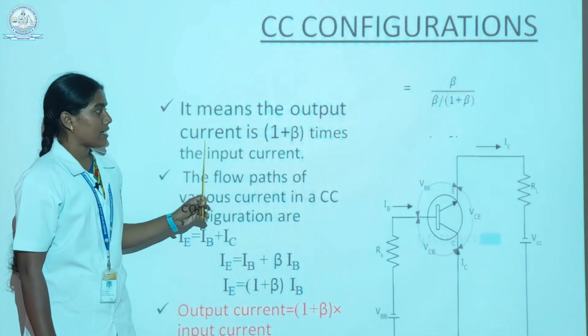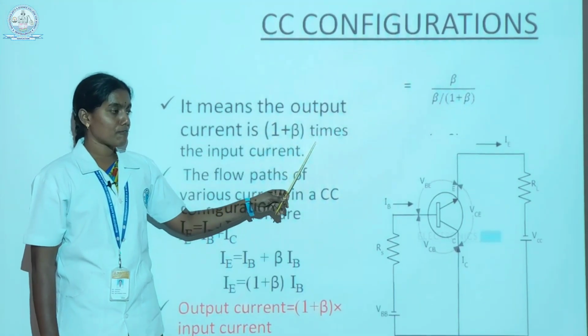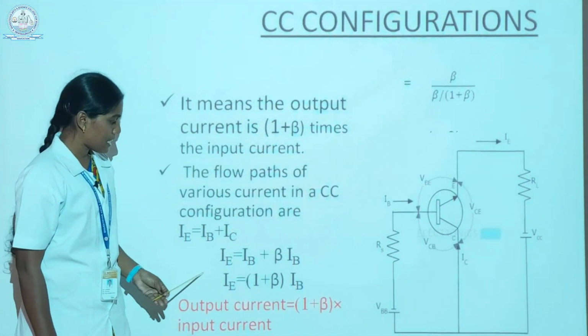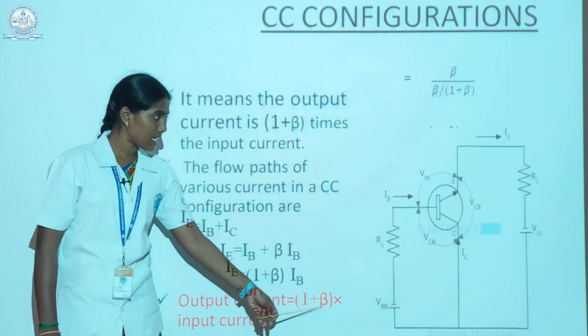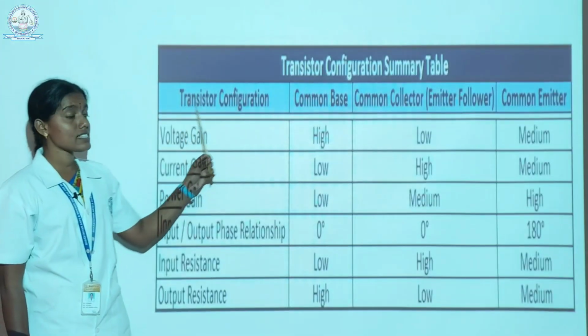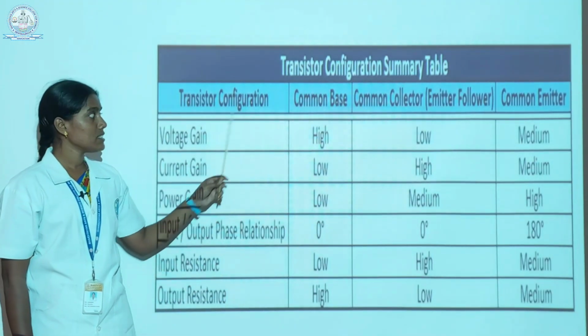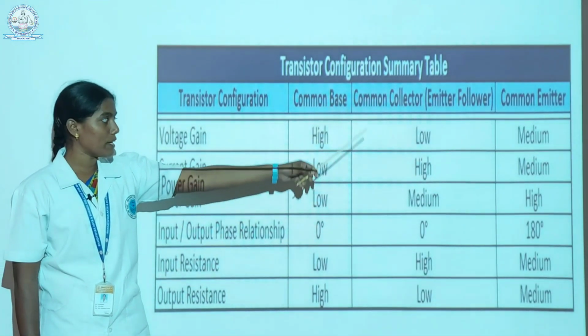And the output current is 1 plus beta times the input current. This equation clearly explains the definition: the output current is 1 plus beta times the input current. This is the summary table of common emitter, common base and common collector.